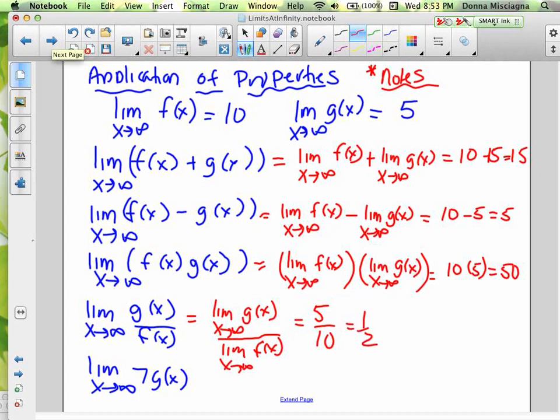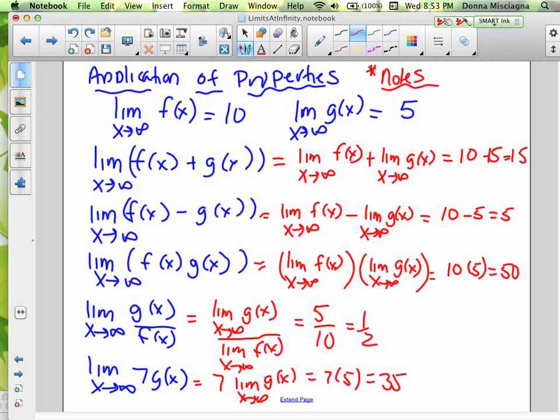And finally, the limit of 7 times g of x as x approaches infinity is equal to 7 times the limit of g of x as x approaches infinity, which would just be 7 times 5, or 35.